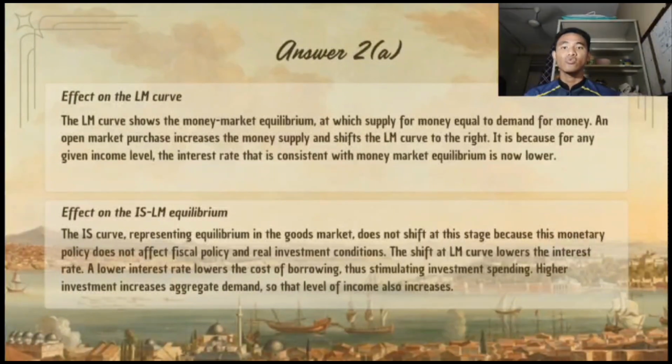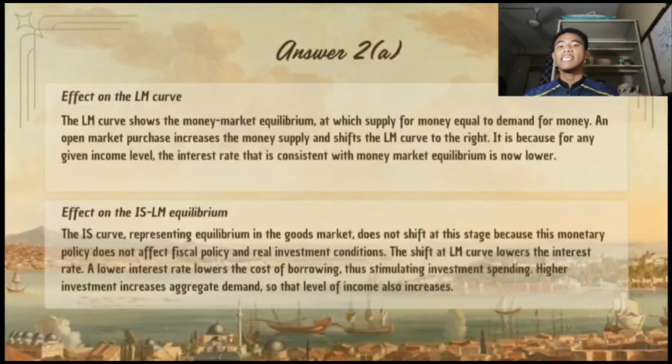The LM curve shows the money market equilibrium at which the supply of money equals the demand for money, and an open market purchase increases the money supply and shifts the LM curve to the right. It is because for any given income level, the interest rate which is consistent with money market equilibrium is now lower. As aggregate demand rises, the economy moves along the IS curve to a higher level of income.